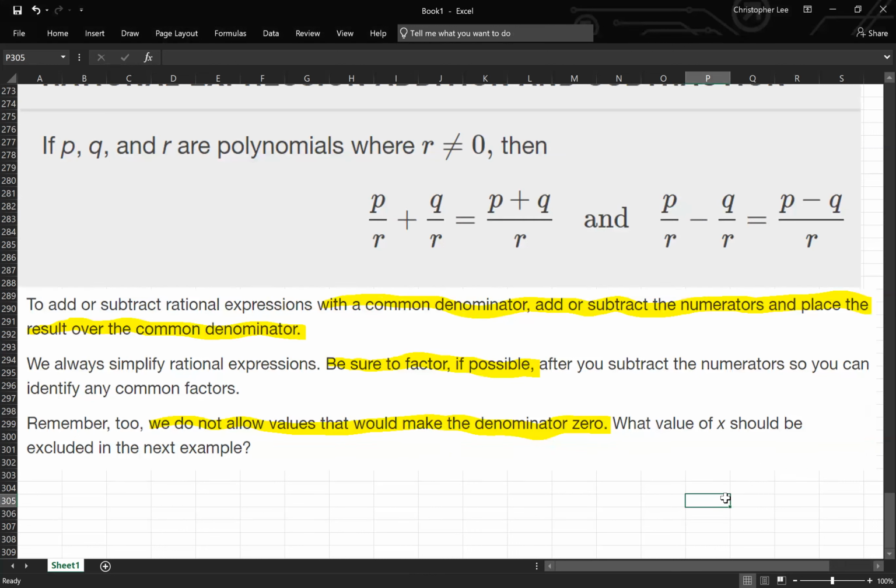To add or subtract rational expressions with a common denominator, add or subtract the numerators and place the result over the common denominator. We always simplify rational expressions. Be sure to factor if possible after you subtract the numerators so that you can identify any common factors. Remember too, we do not allow values that would make the denominator 0. What value of x should be excluded in the next example, right?